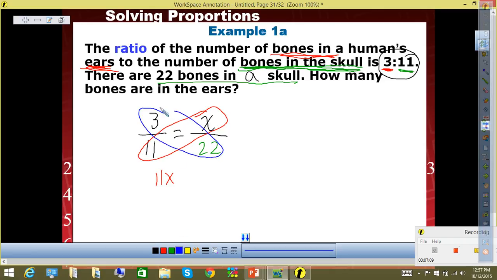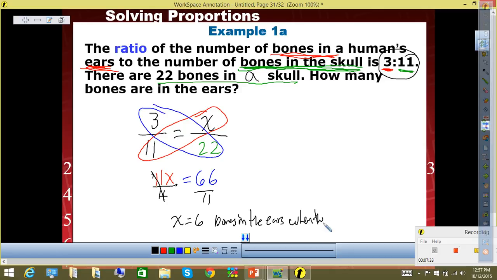3 times 22, that is 66, and now we have an equation. Therefore, let's solve for x. Divide by 11, divide by 11. X equals 6 bones in the ears when there are 22 bones in the skull.